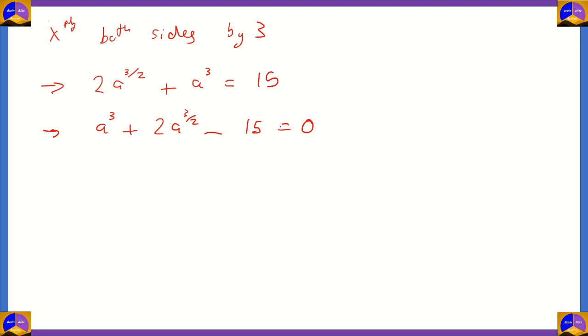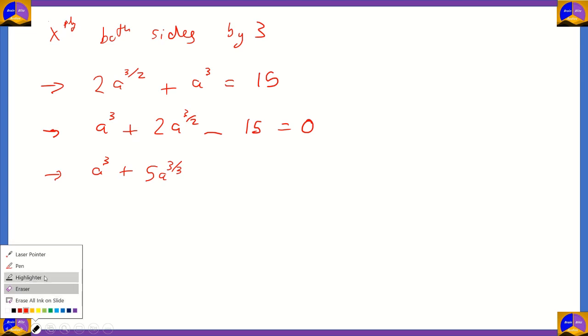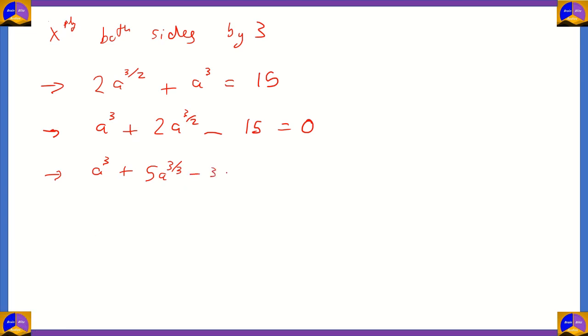Now we're going to use splitting the middle term here. The last term is 15. 15, you can split it to 5 and 3, and 5 minus 3 would give us 2. So therefore, when we use splitting the middle term, the equation becomes a cubed plus 5a raised to 3 by 2, and then we've got minus instead of plus, so 5 minus 3 would give us 2, so it'll be minus 3a raised to 3 by 2 minus 15, which is equal to 0.